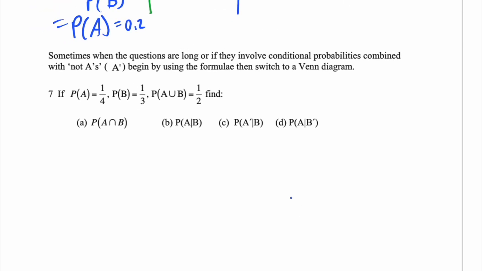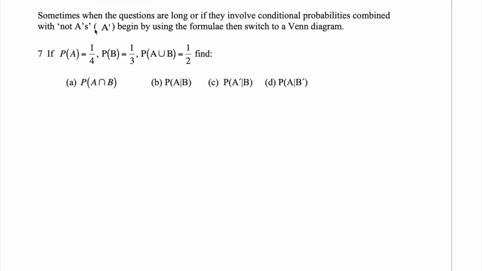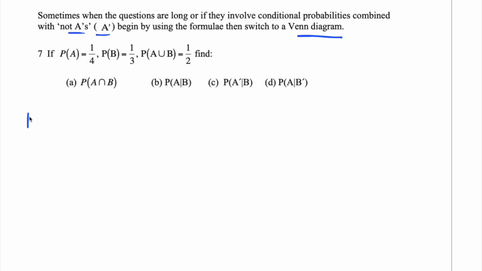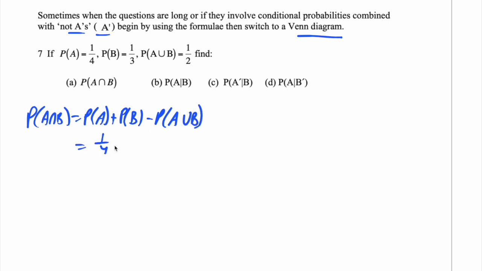Okay, next we'll do a couple more examples. Yes, this is kind of like we did before. Sometimes a Venn diagram helps us out a lot. Now, for the probability of A and B, we are not given that they are independent, so we cannot use that last formula. We have to use the first one again. Remember you can rearrange these too. So the probability of A and B equals A plus B minus the union. So that's 1/4 plus 1/3 minus the union.